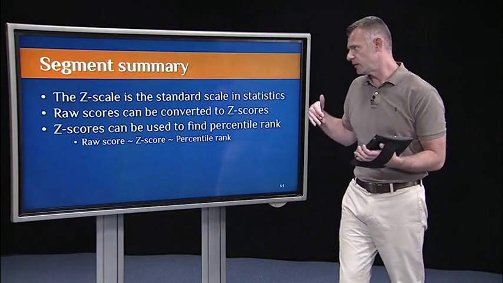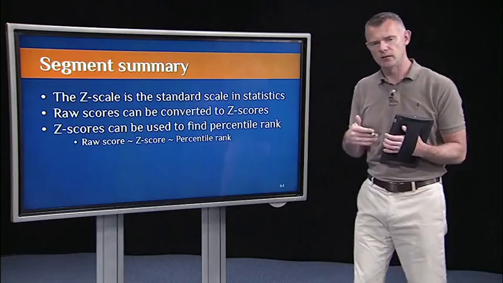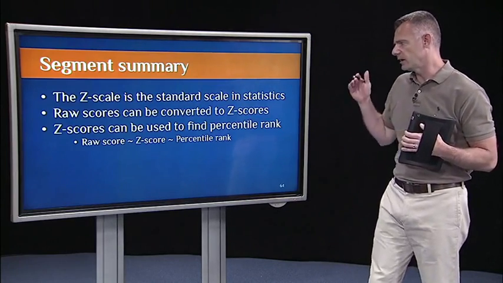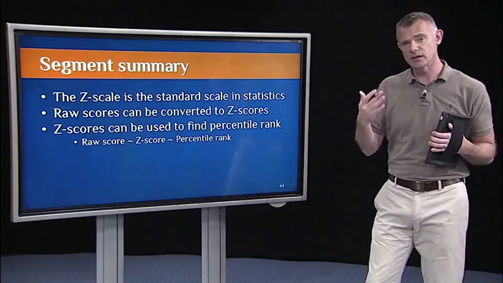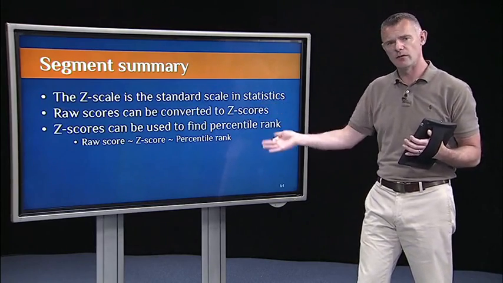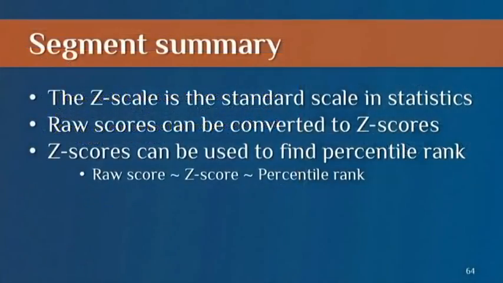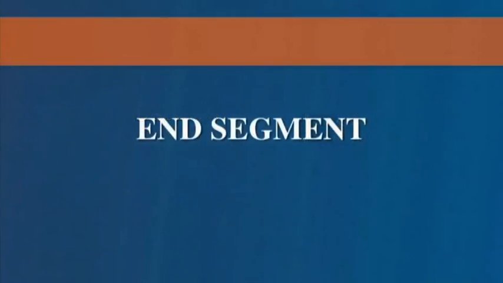So to sum up, the Z-scale is the standard scale that we use in statistics. It's very efficient. It's very nice for communication. I can take any raw score, convert it to a Z-score, and once I have a Z-score, I can get a percentile rank. These conversions are very common in statistics, and at this point you should be comfortable doing those types of conversions. We'll do those in lab and perhaps on the next homework. And that's the end of this segment.